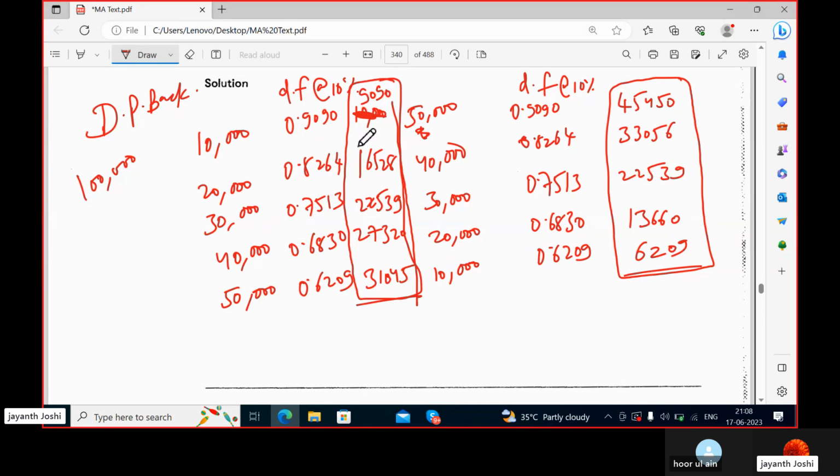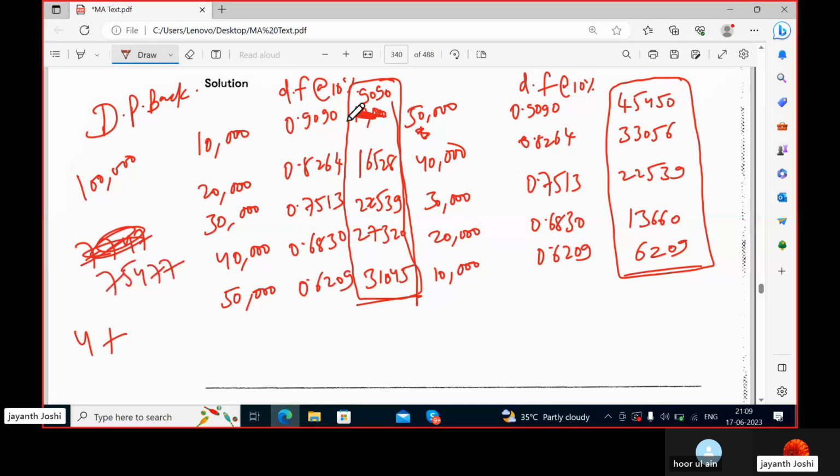So here what we are recovering is 9090 plus 16,528 plus 22,539 plus 27,320 plus 31,045. That means in 4 years, let's say till the fourth year, see till here we are recovering, I will tell you, 75,477 in a span of 4 years.